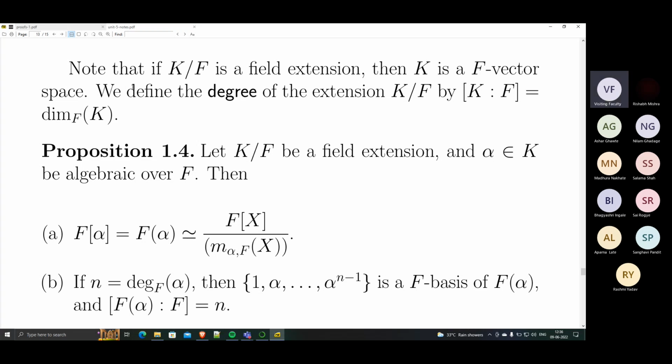So the upper field is a vector space over the lower field. The extension field is a vector space over the base field, always. And therefore, we'll define the degree of the extension to be just the dimension of K as an F vector space. We'll denote it as K colon F, and it's defined to be the dimension of K over F.